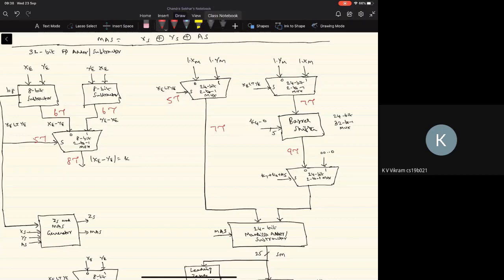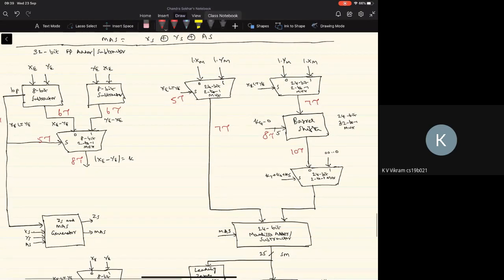And at what time is the K available? K is available at 8 tau. Actually, we need to take that into consideration. So this cannot be available at 9 tau, because only after the select lines are available can we have the output of this shifter. So this will be available at 10 tau. And these K bits are available at 8 tau, plus 1 tau for the OR gate, so this is available at 9 tau. And because the input to this multiplexer is coming only at 10 tau, the output of this multiplexer is going to be available at 12 tau.